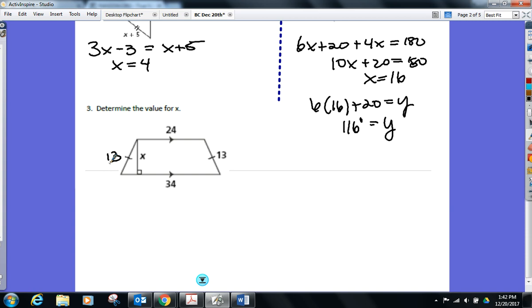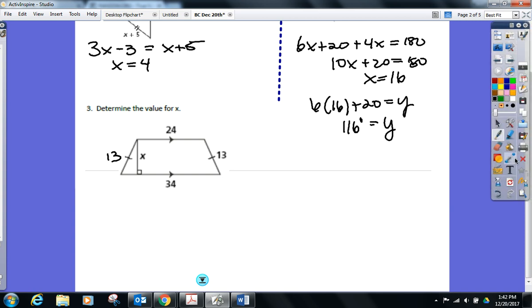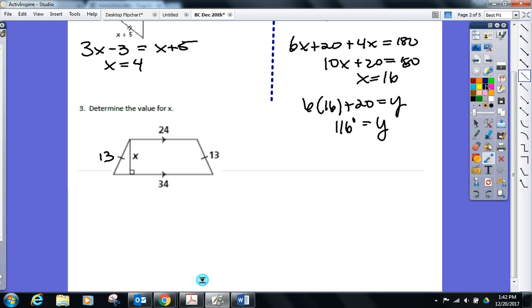Thoughts on how to find out what that one is. And remember, I know this base is 34. This base is 24. What's up, Alyssa? 34 minus 24 divided by 2. Okay, well, why are you dividing it by 2? Where's that coming from? You're correct. I'm just trying to get the explanation here. Because there's 2 sides.